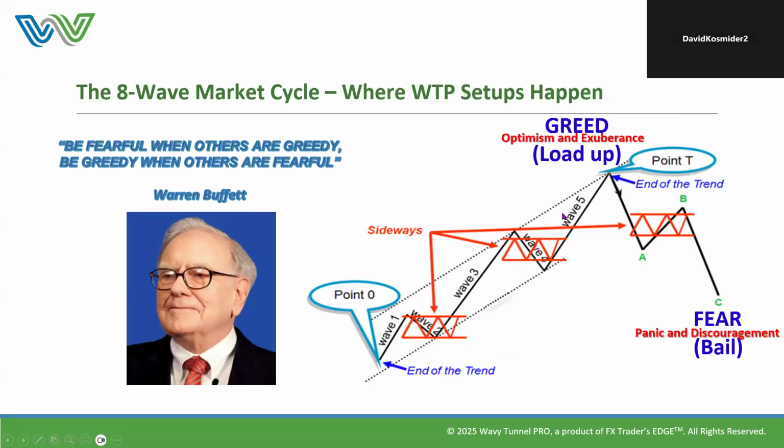And Warren Buffett, a contrarian, says, be careful when others are greedy, be greedy when others are fearful. So when you look at this 8-wave market cycle, up here at point T, this is where traders are just greedy, loading up, optimistic, exuberant, thinking, okay, it's going to continue. There's no risk in being long up here. And then what happens? We start to have a major correction. And then down here, there's a lot of panic and discouragement, fear, and a lot of traders bail.